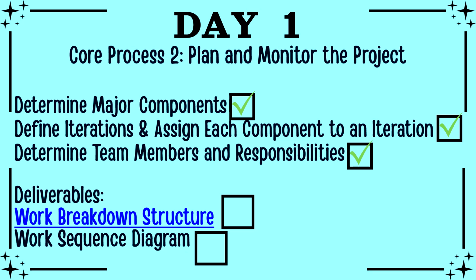Deliverables for this phase include the work breakdown structure, which I have linked a very rough draft of here. Also the work sequence diagram. Once finalized, I'll use the work breakdown structure to complete the work sequence diagram, mapping out the project tasks step by step. These will be used as a guide to ensure deliverables are ready on time and the project stays on track.